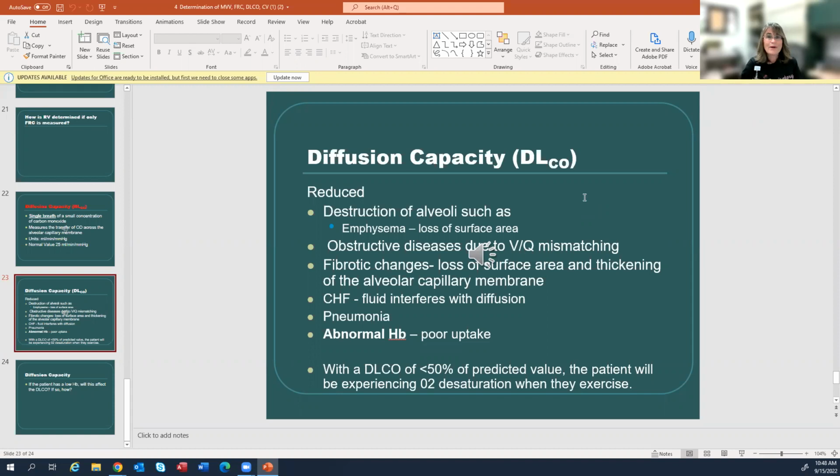If you have a fibrotic lung disease, the interstitial space thickens and that interferes with oxygen getting into the blood. And obstructive diseases interfere with the air getting down to the alveoli. So that also causes a low diffusion capacity because of the obstructed airways, just preventing oxygen from getting down to the alveoli.